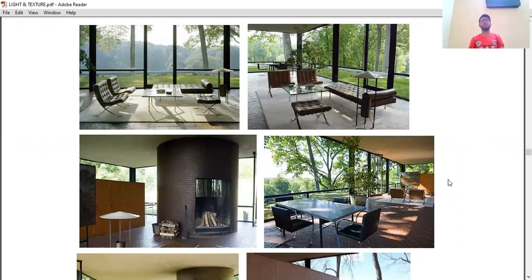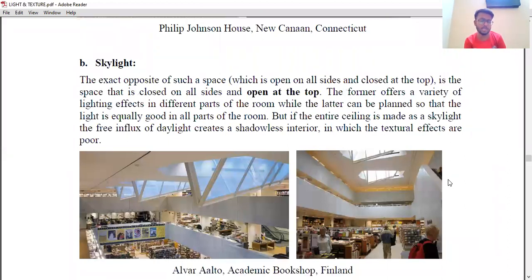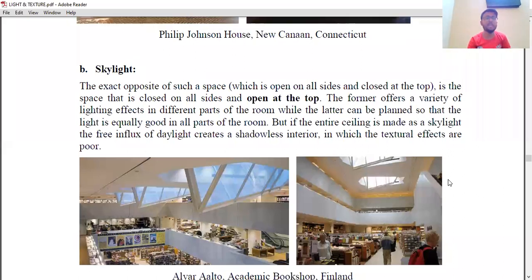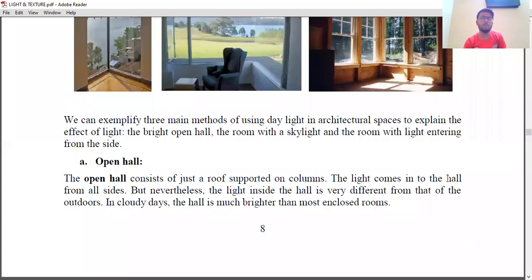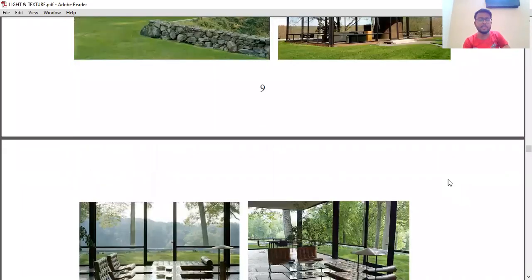Now we come to the second part, that is Skylight. How does this act, and what are its utilization purposes? Sunlight, the exact opposite of such a space which is open on all sides and closed on the top, is the space that is closed on all sides and open at the top. So the very first sentence tells us that a skylight is exactly opposite to what we have discussed before. An open hall is closed on top and open on all sides. A skylight is open on top and closed on all sides. Just vice versa.